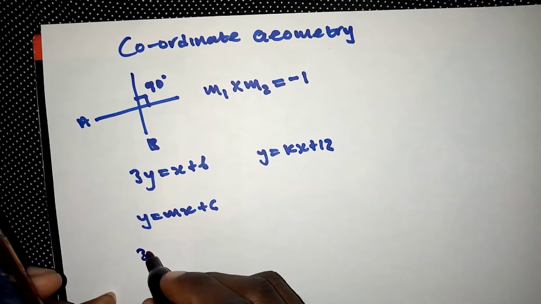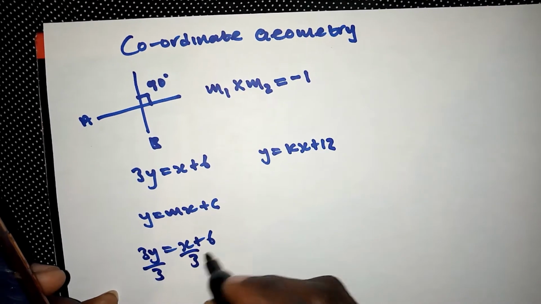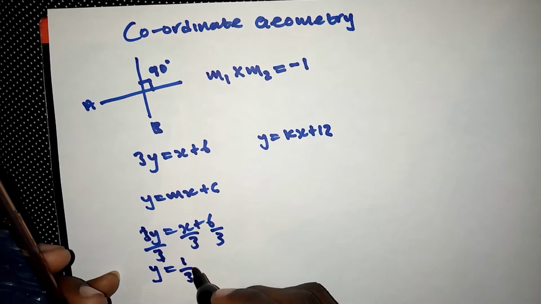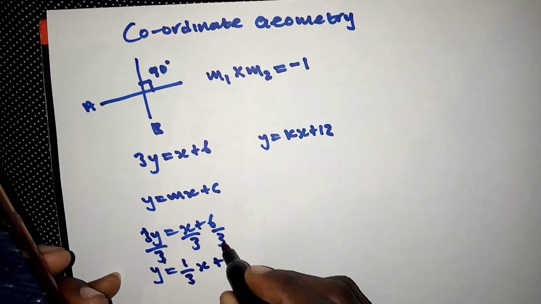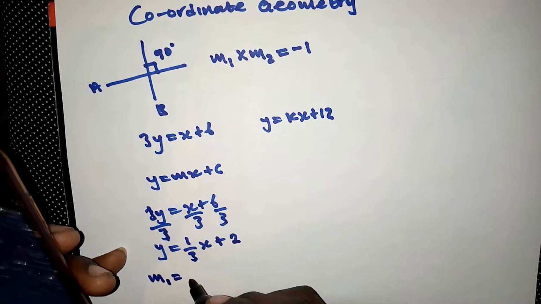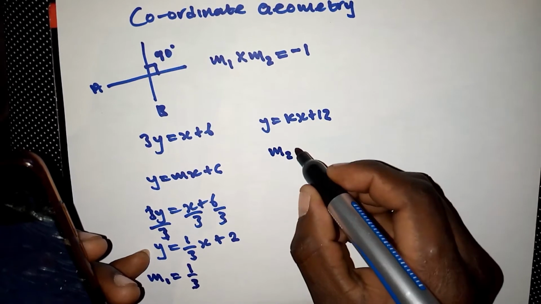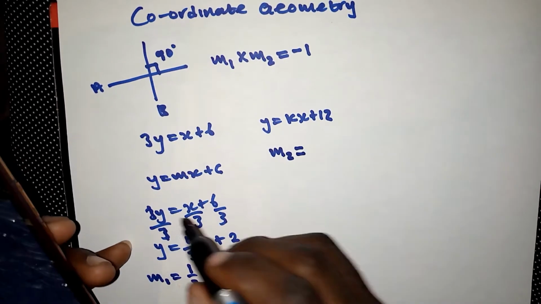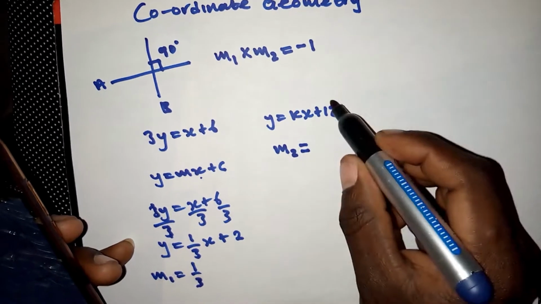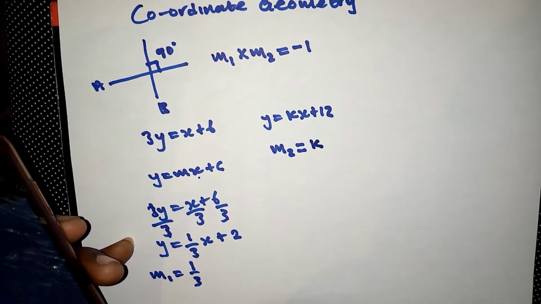So we'll say 3y = x + 6. We divide both sides by 3. We have y = 1/3 x. Then 3 into 6, that's a 2. So we have our gradient 1 in the first equation as 1/3. Then our gradient 2 in this second equation is already in this format. We have our y, we have our m as k, our x there, and our c as 12. So it's already arranged. We'll get our gradient as k.